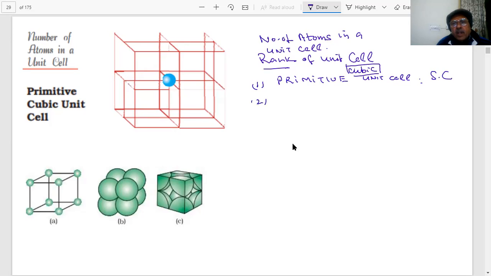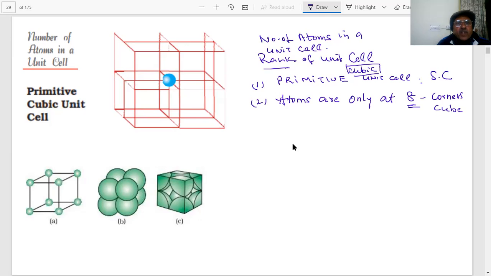Okay, second point. Atoms are only at 8 corners. How many corners are there? 8 corners of the cube, student. You are sitting in a room. You can see the room in which you are sitting. How many corners does the room have? 8. Four on the top, four on the bottom.